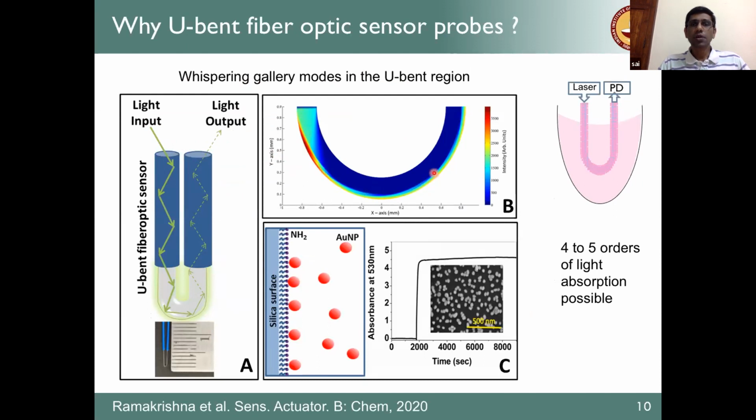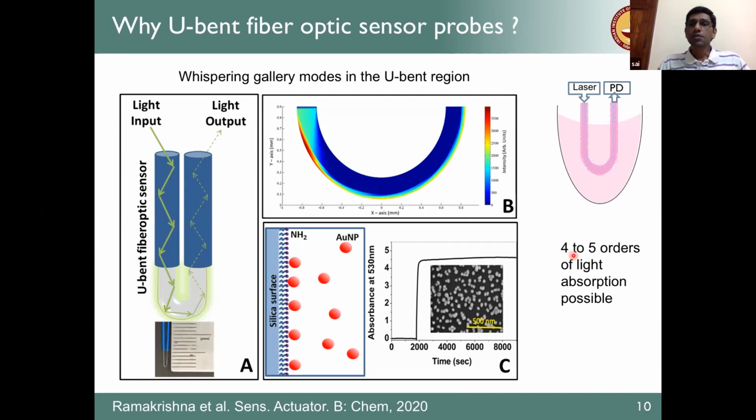Especially in the U-bent or U-shaped region, about 40% of light gets escaped and the remaining 60% propagates. You see that most of the light is available at the outer curvature, and when these nanoparticles come and bind, the light passing through the fiber can get absorbed by these gold nanoparticles. This is how the probe looks like, and the scale is 1 centimeter here.